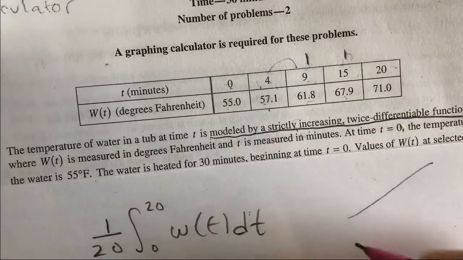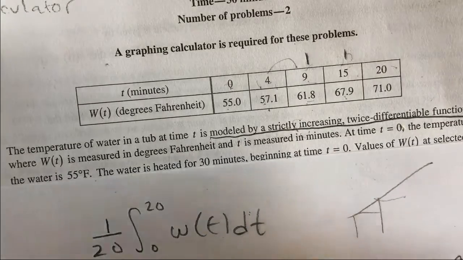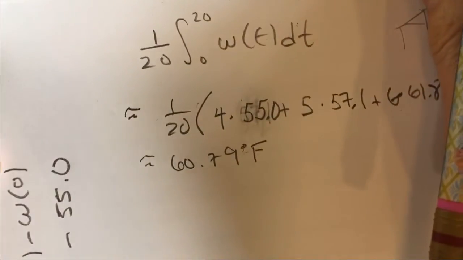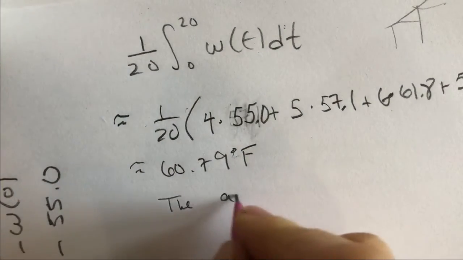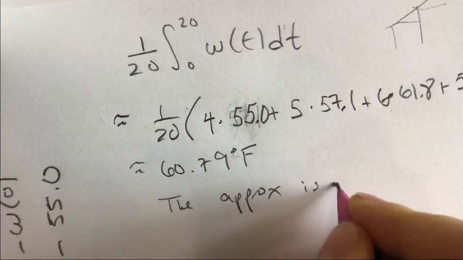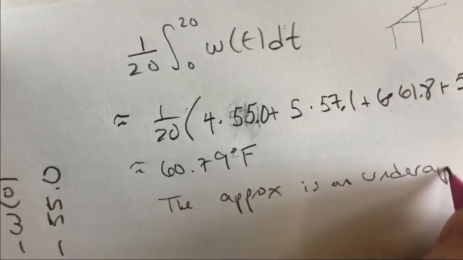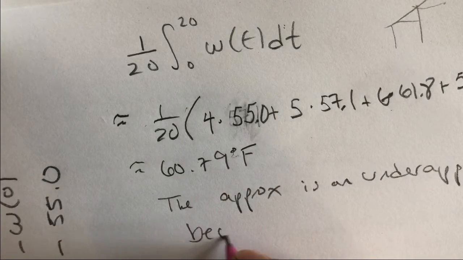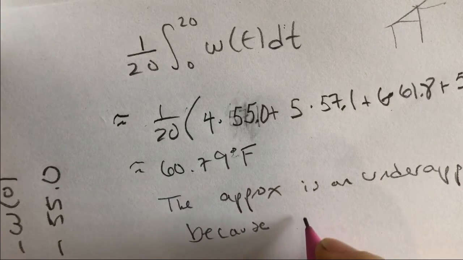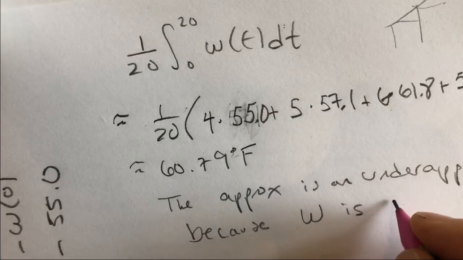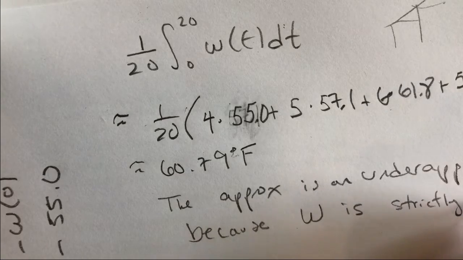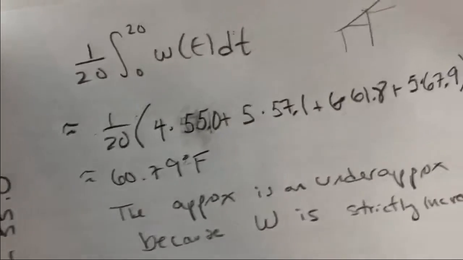When you have an increasing function and you've got a left Riemann sum, that's going to give you an under approximation. So we would have to say in our work, the approximation is an under approximation because the function is increasing, because W is, they told us, let's see where they said it, strictly increasing. All right.